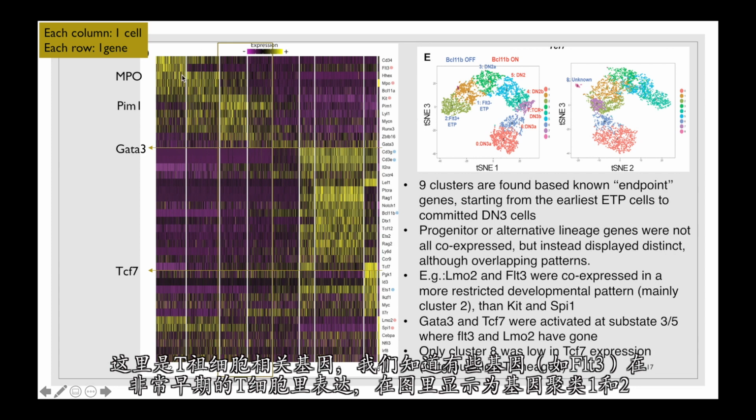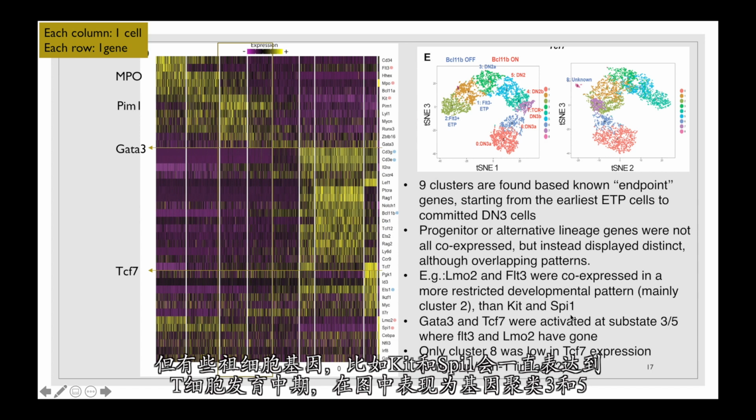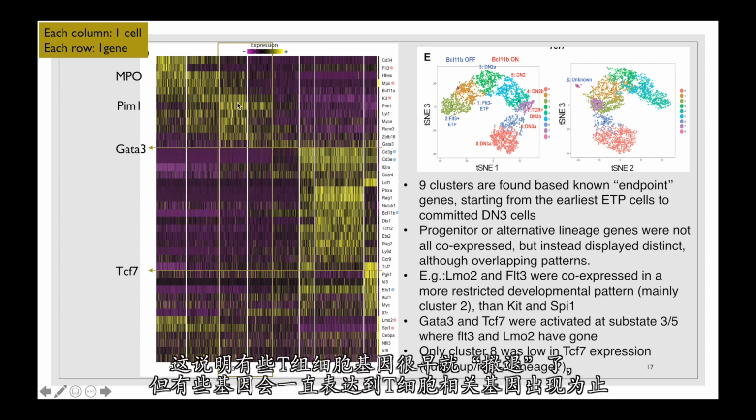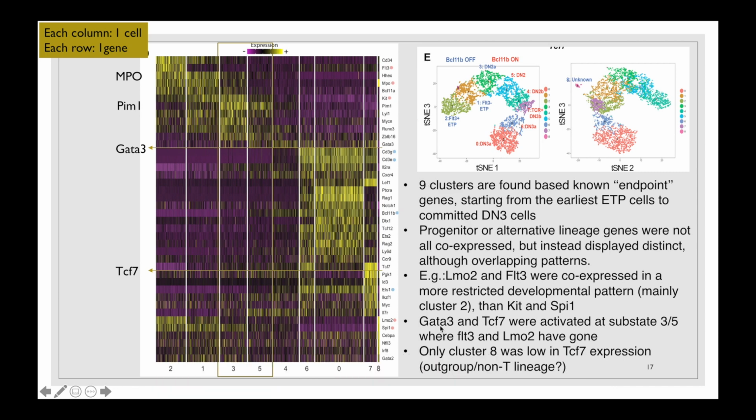Here are the progenitor cells, and we know that some cells have very early progenitor genes, such as MLT3, that were expressed in a more restricted developmental pattern, mainly at cluster 1 and 2. And KIT and SPI1 are also stem and progenitor genes, but they are expressed until stage 3 and 5. So that means some genes are revoked earlier, but some genes will be expressed until the T-associated genes appear.